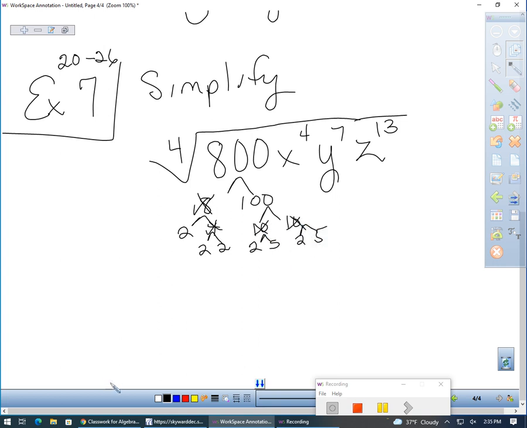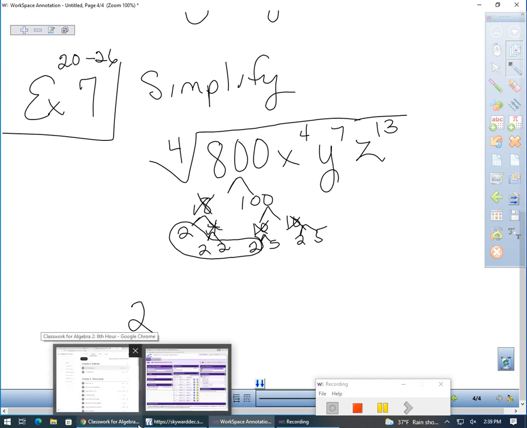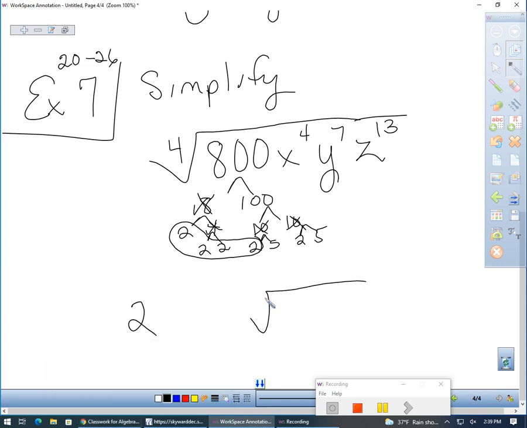All right, so let's start with our numbers. We need a group of 4. We have 4 2s. Comes out as 1, 2, I agree. Do we have any other groups of 4 in the numbers? All right, so underneath my 4th root, I am going to multiply 5 times 2 times 5. That is 50. All right, let's look at our x's. I have x to the 4th. Which means I have one group of 4 x's that get to come out.